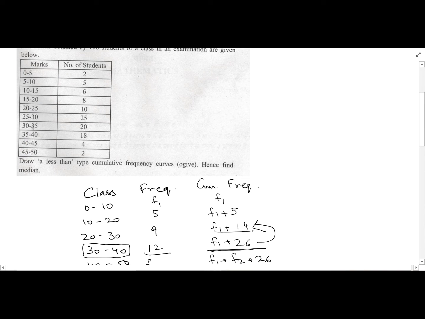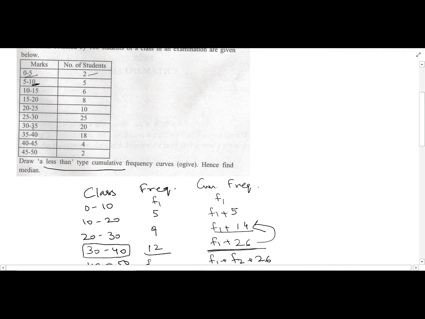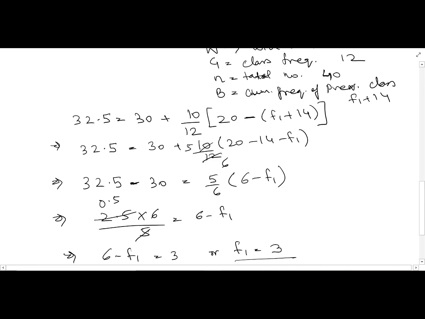So let's first make it a less than type. So in less than type, 0 to 5 is 2. So less than 5 is 2. So less than 10 will be 2 plus 5, 7. Then less than 15 will be 7 plus 6, 13. So basically cumulative of all. So let's create a less than chart.